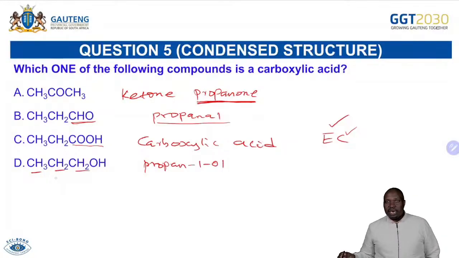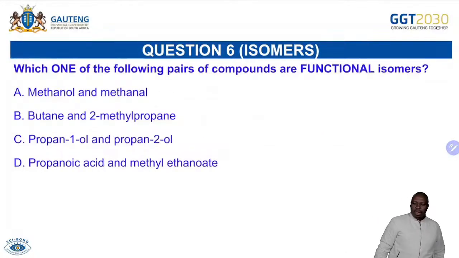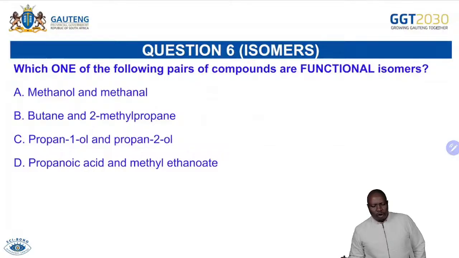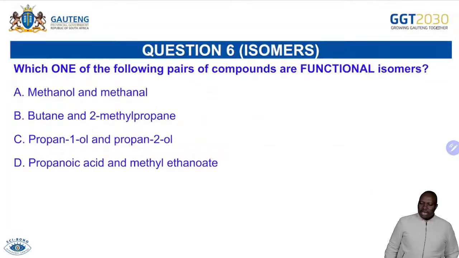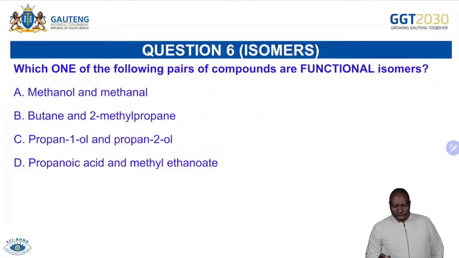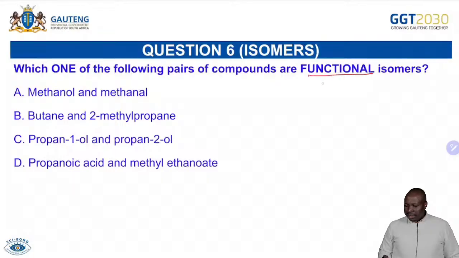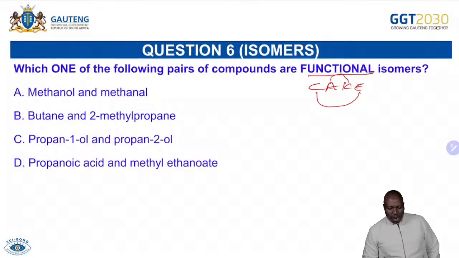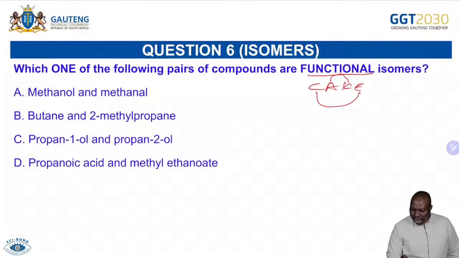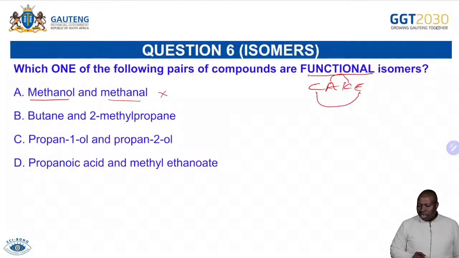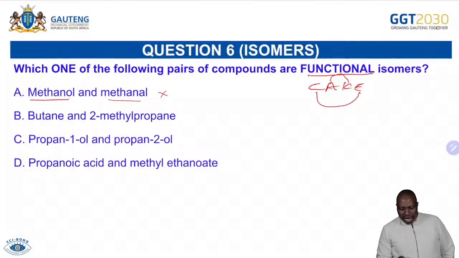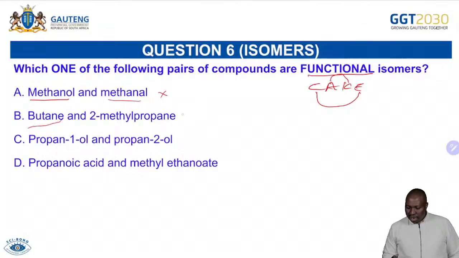Now, which one of the following pairs of compounds are functional isomers? Remember, with functional isomers, I already told you, we have the cake. We said it's either a carboxylic acid and an ester, or an aldehyde and a ketone. So it's easy for you now to say, okay, do we have aldehydes and we have methanol and methanol? Definitely says no.